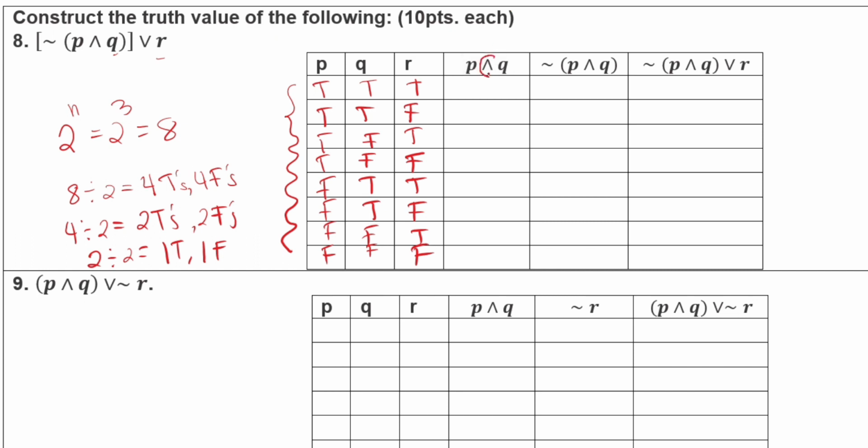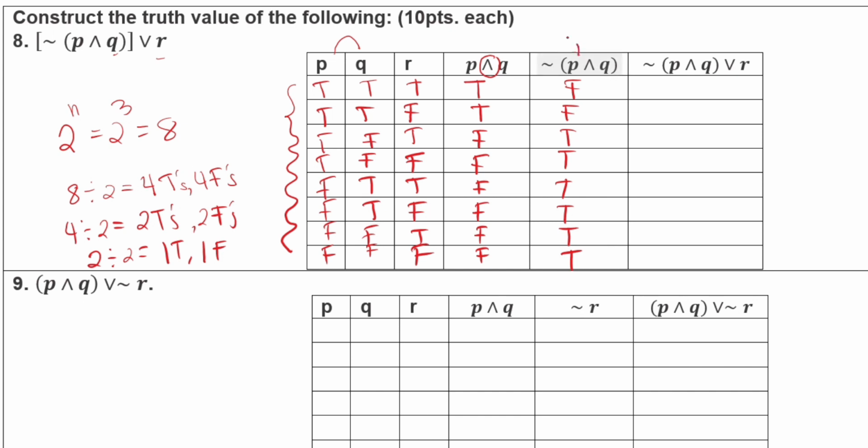Now, let's go back here. We call this conjunction. So it will only be true if both P and Q are true. So this is true, true, false, false, false, false, false, false. After that, simply negate it. Just get the converse or opposite of the truth. So that is false, false, true, true, true, true, true, true.